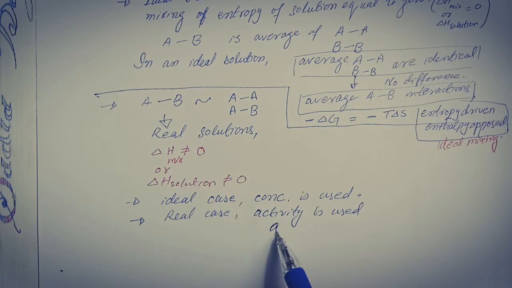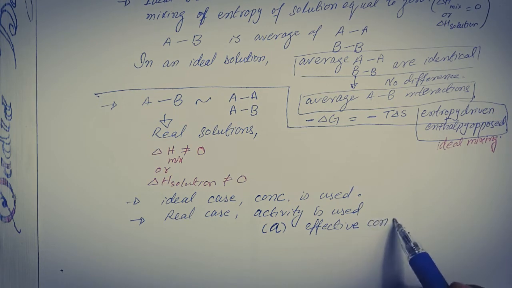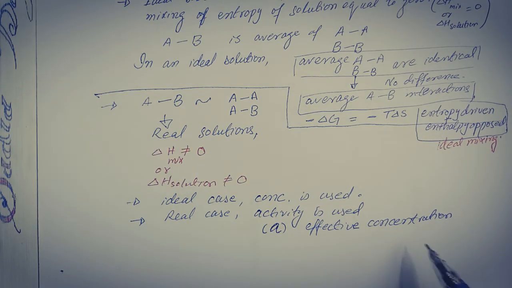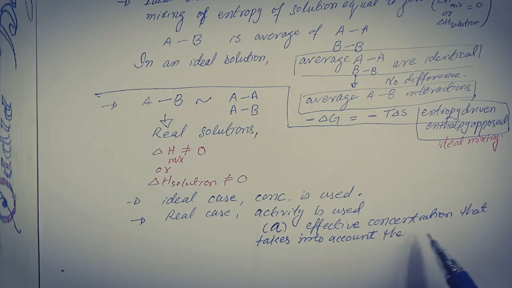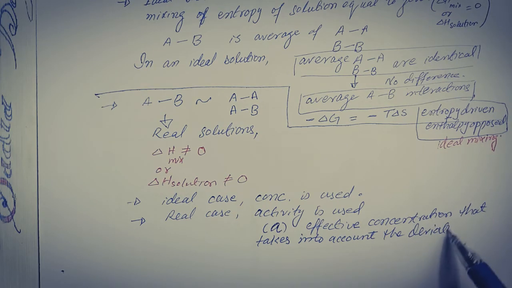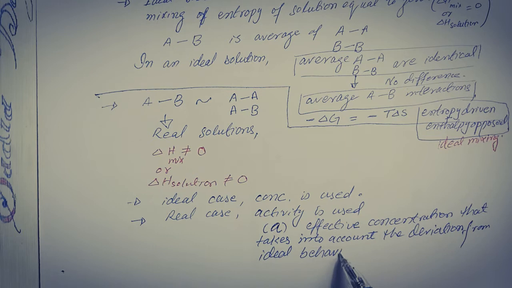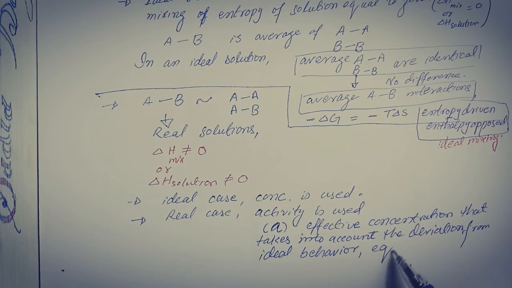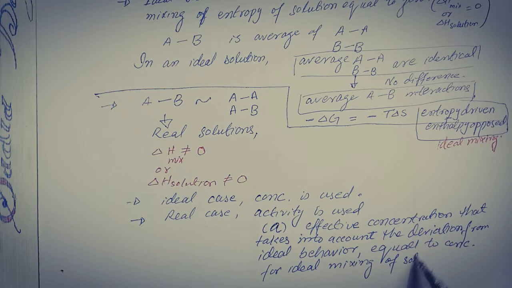So here activity a is known as the effective concentration that takes into account the deviation from ideal behavior, and it is equal to concentration for ideal mixing of solutions.